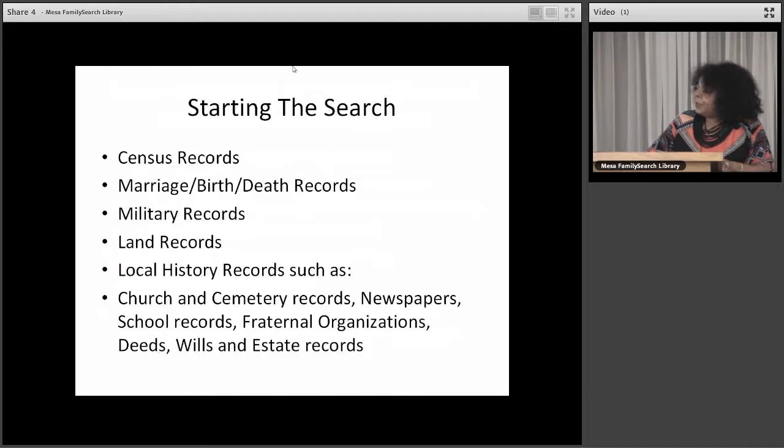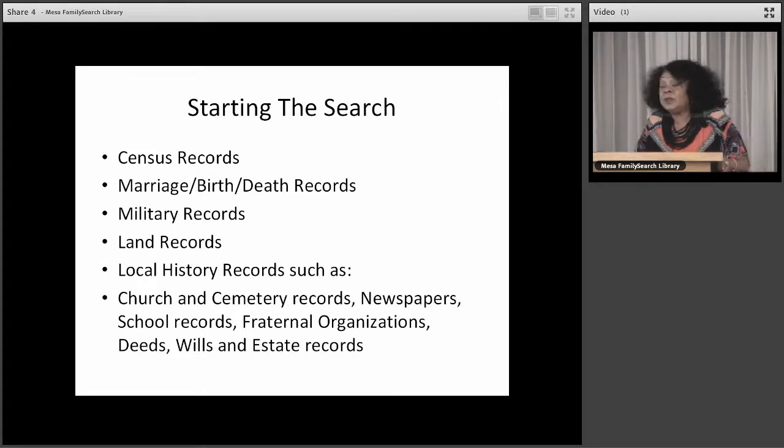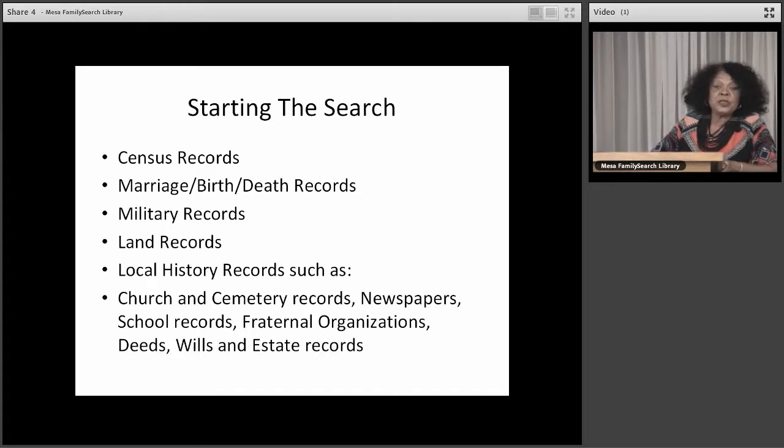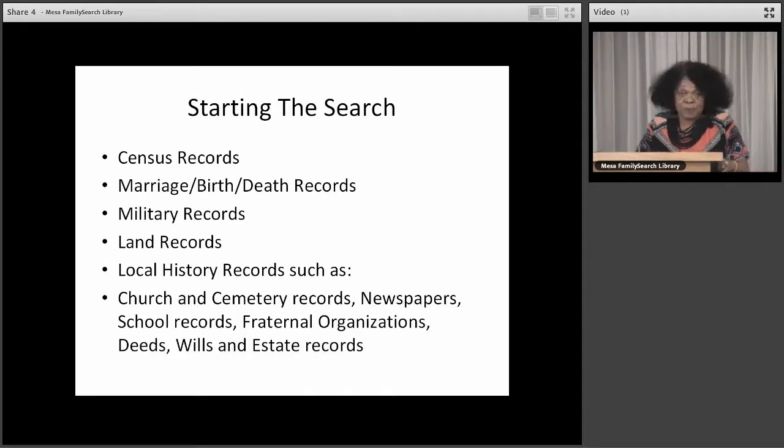Starting your search. And once again, this is what we're going to be looking for. We want census records, marriage, birth, and death, vital records, military records, land records, church and cemetery records. Very often, the little small towns that our families came from, the only thing that might be left is the church and the cemetery. And you want to go and see if you can find your relatives on the tombstones. And if you're down south, be sure to make sure that you're chigger-proof, because they will eat you up going through the weeds.